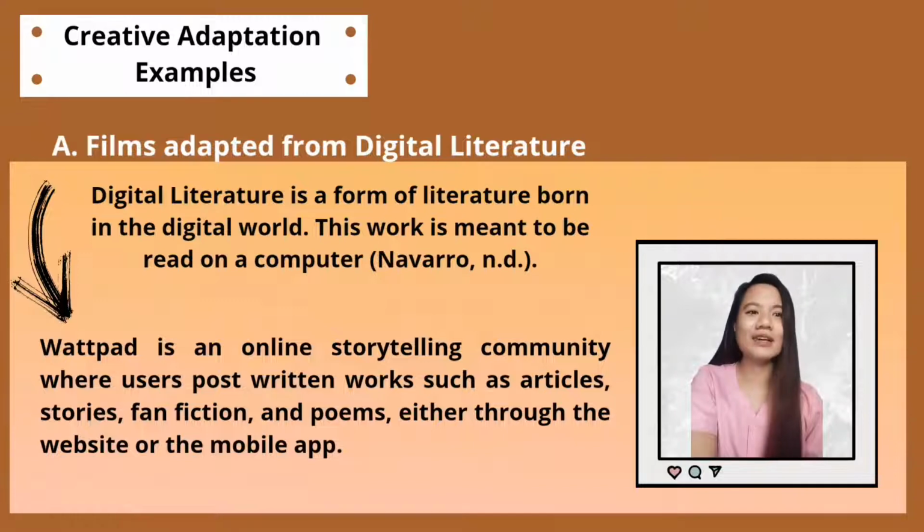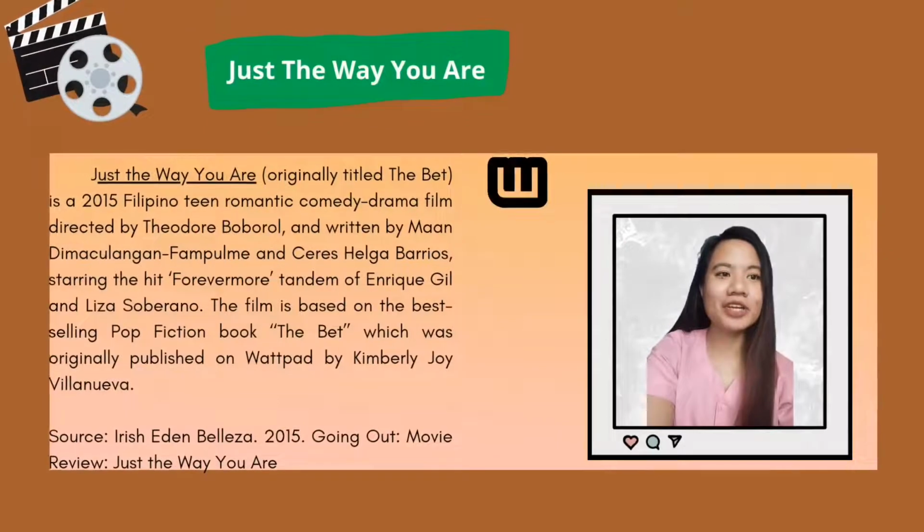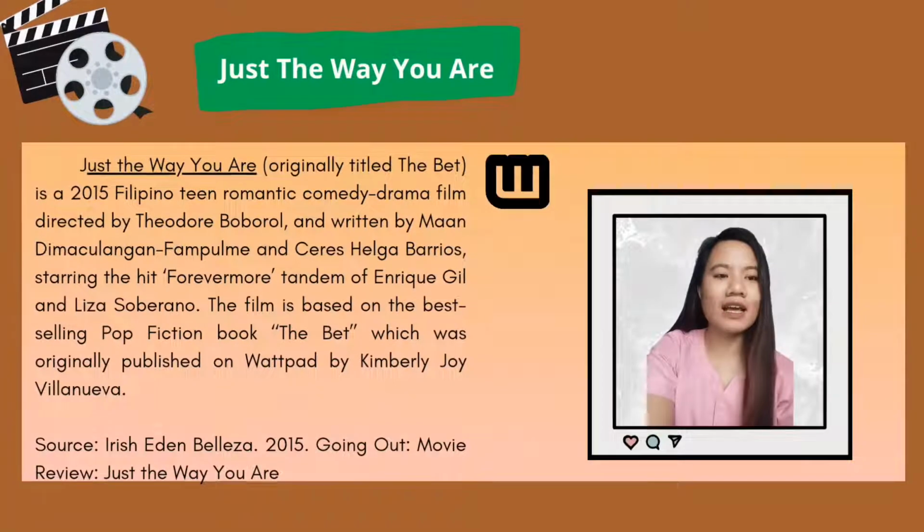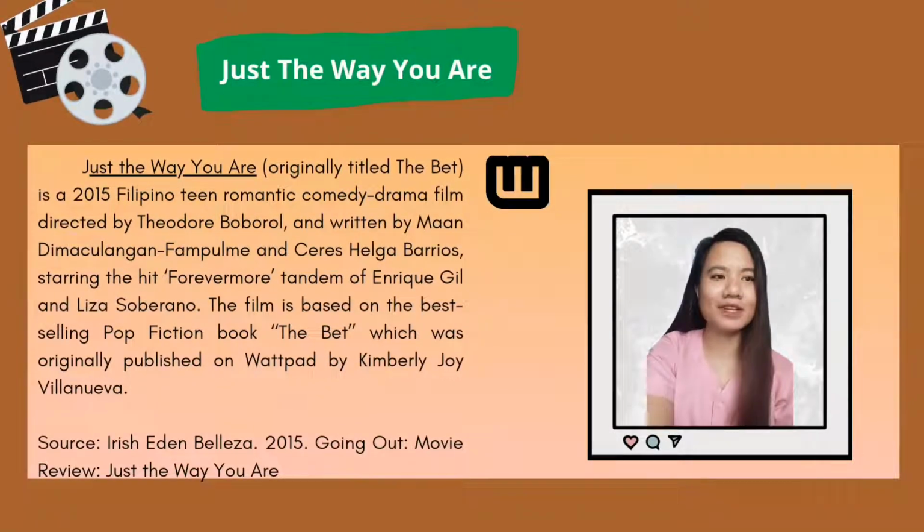Wattpad is an online storytelling community where users post written works such as articles, stories, fan fictions, and poems, either through the website or the mobile app. The user-generated content is submitted by writers of all levels who are given an equal chance to write popular works. That's according to WordFinder 2020. Here are the two sample stories that had been published on the social website Wattpad and later were adapted for film or television. Number 1, Just the Way You Are.